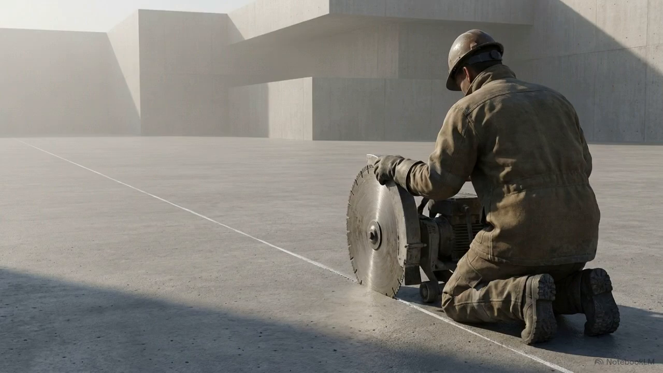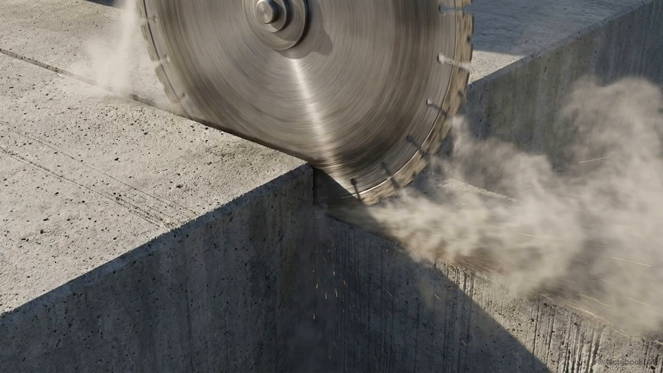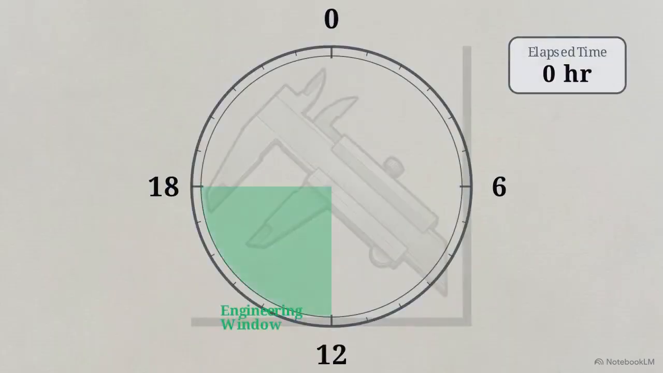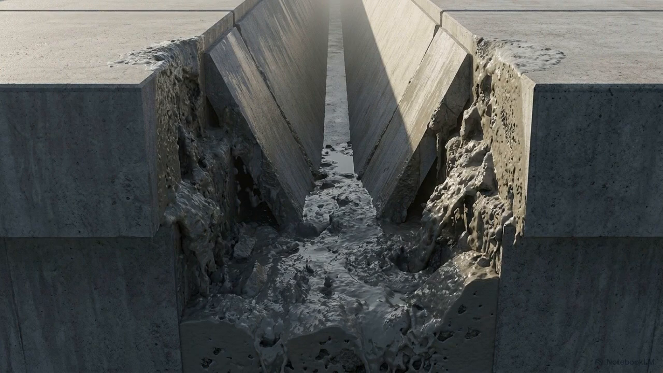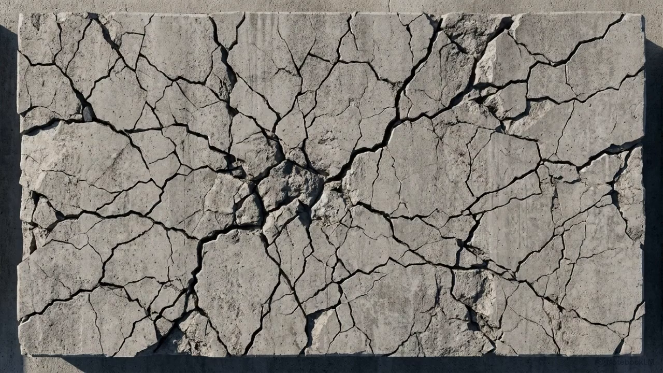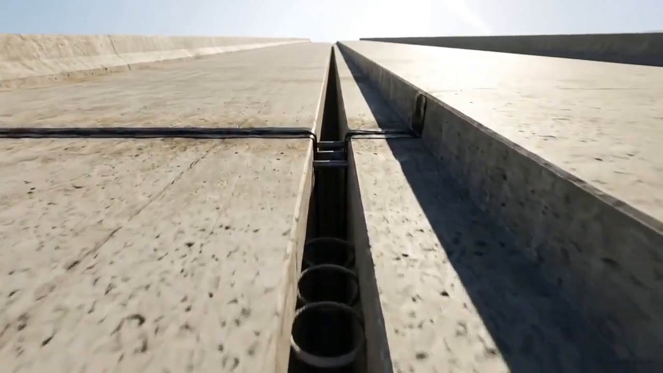The execution of the dummy groove contraction joint operates under equally strict timing constraints. When using a concrete saw to cut the groove, the operation must occur in a narrow window, exactly between 12 and 18 hours after the concrete is poured. Cut too early, and the wet concrete simply flows back into the groove, sealing the cut. Cut too late, and the massive thermal contraction stresses of the curing process will have already formed random microcracks throughout the slab. The structural mechanics of a joint are entirely dependent on geometric precision and strict temporal execution before the concrete achieves full set.